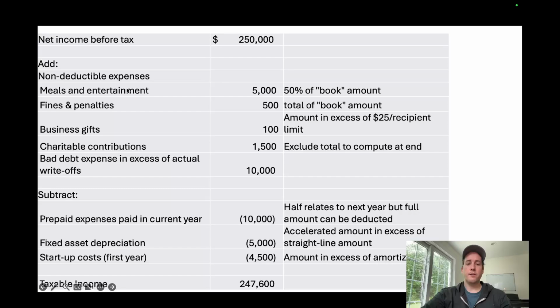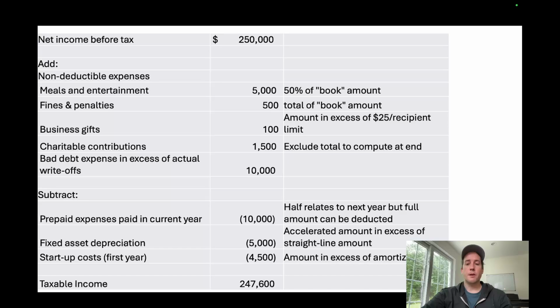So for meals and entertainment, let's say you have $5,000 that is not deductible because it exceeds the 50% limit for meals, or maybe you have some entertainment in here that is not deductible at all, so you're adding it back. Fines and penalties, say you have $500 of fines and penalties, not deductible, so you add that back. Business gifts of $100 I have here. That would be the amount in excess of $25 per recipient.